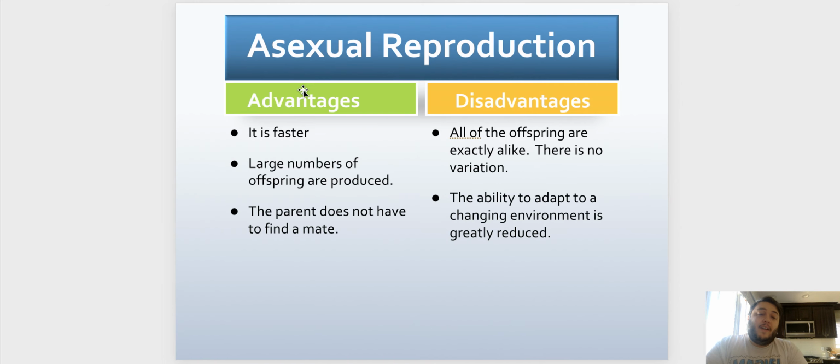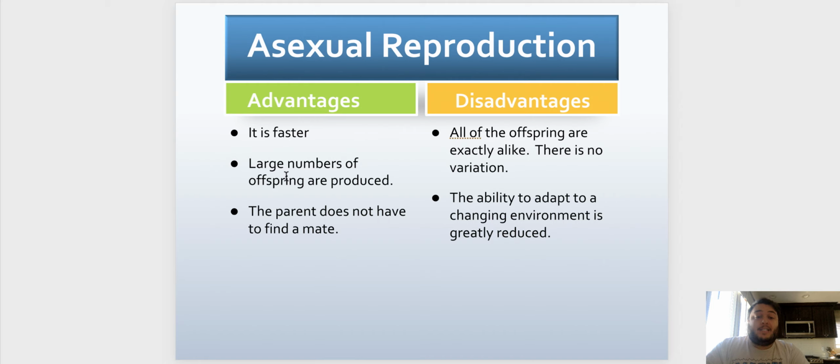So there are some advantages and some disadvantages of asexual reproduction. The advantage of asexual reproduction is it's faster, much faster to reproduce asexually than it is sexually. Because of this part right here, the parent does not have to find a mate. So it becomes much easier to reproduce asexually because you don't need to find someone to mate with. You don't have to deal with that, right?